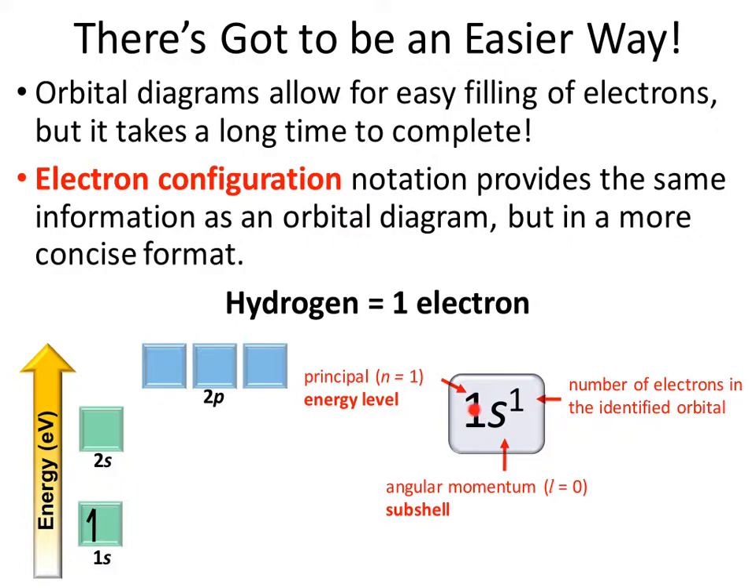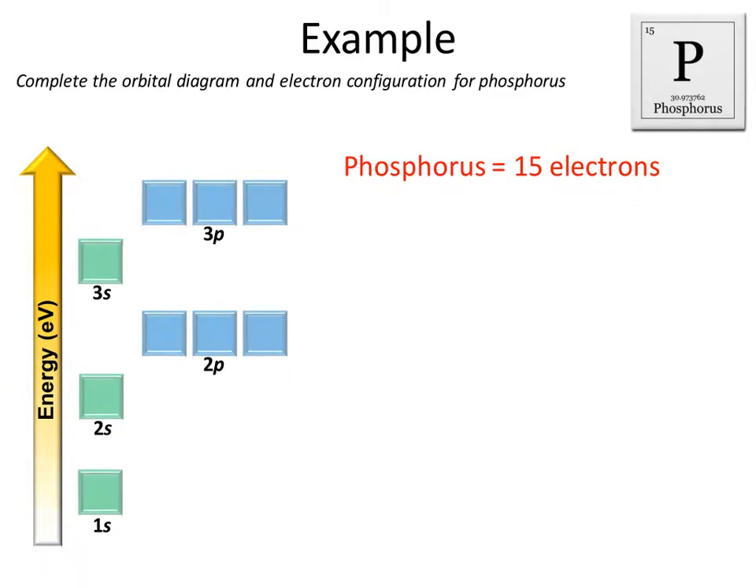So the number 1 represents the energy level 1. The s represents the orbital type, so we actually already have that information there. And then this superscript number identifies how many electrons are in that orbital. So in this case, I only have one unpaired electron, so it's going to be 1s1. That's it. So we have our principal quantum number, our angular momentum number, which is our l representing our subshell type, and then how many electrons are actually found in that orbital.